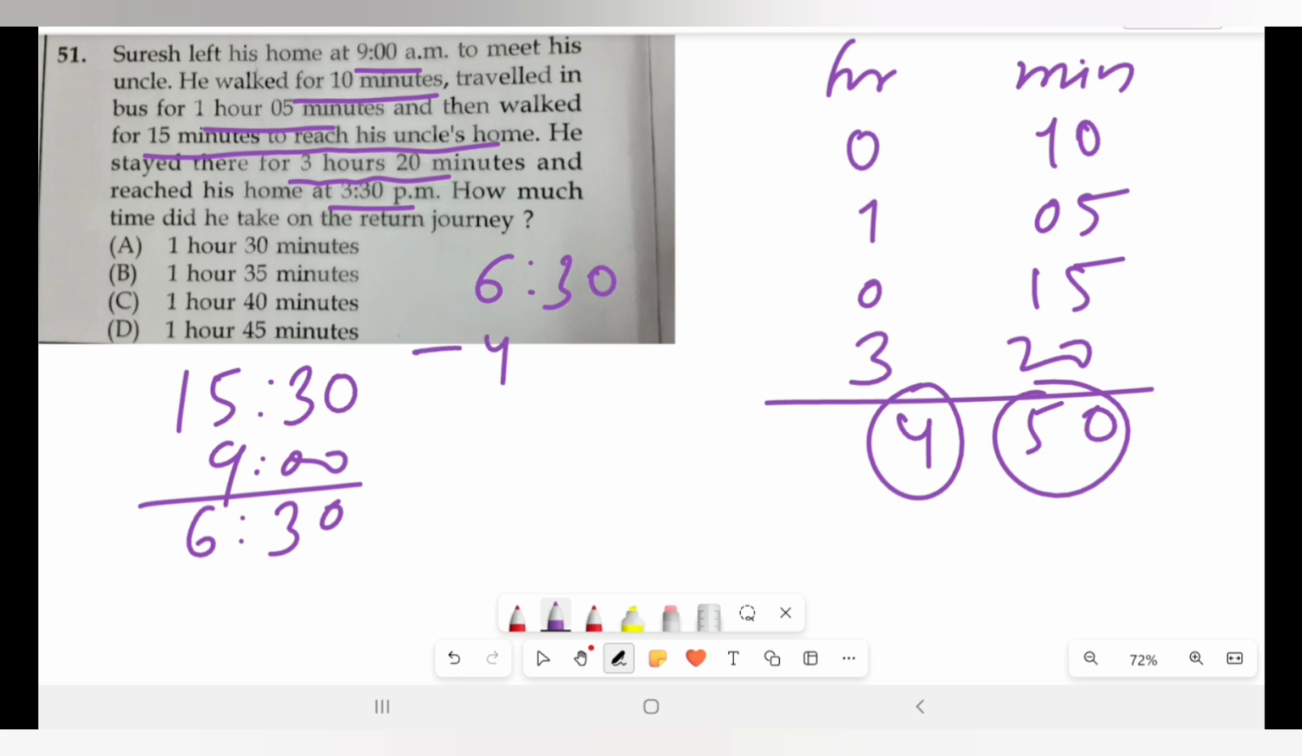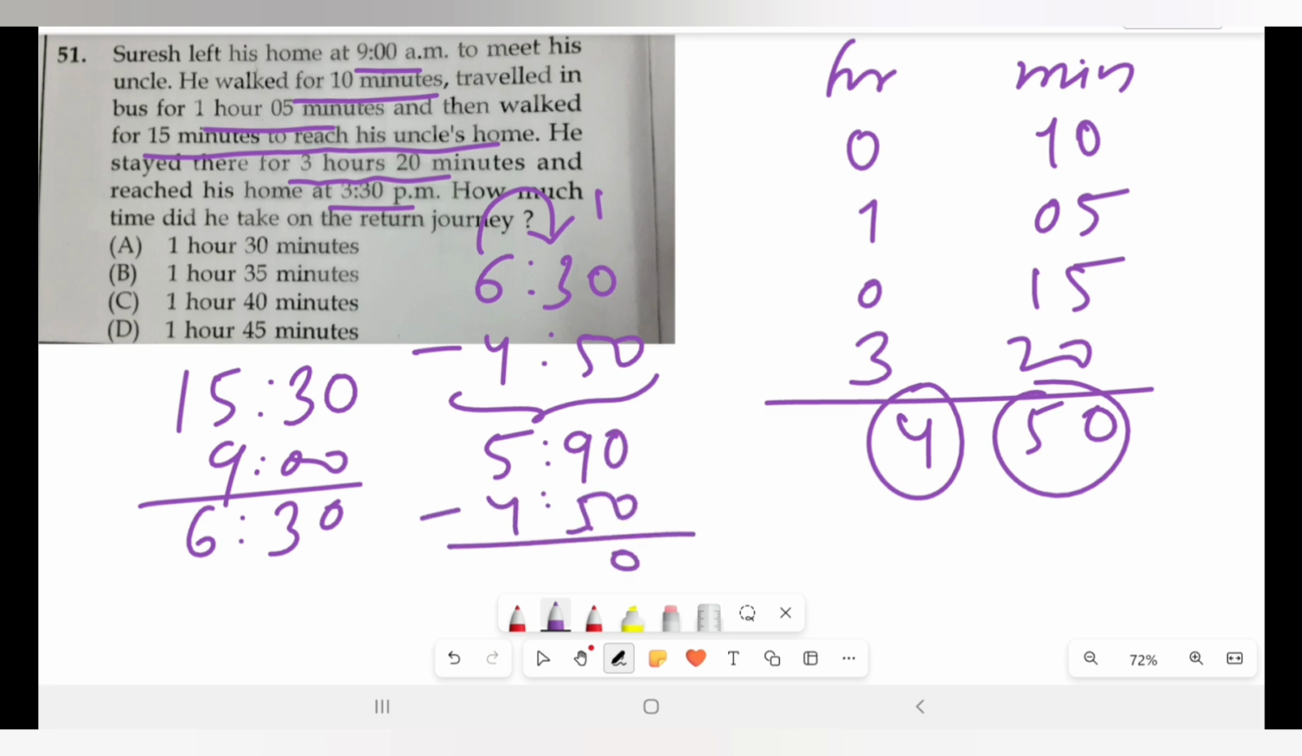So 6 hour 30 minute minus 4 hour 50 minute. As this is 30, we have to borrow 1. Borrowing 1 means it is 60 minute, right? So we have to rewrite this once again. That means 5 hour 90 minute minus 4 hour 50 minute. After subtracting, we will get 1 hour 40 minute as the duration. That is option C.